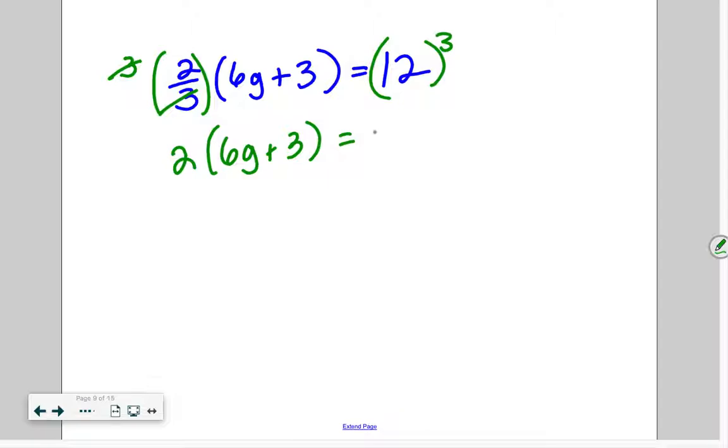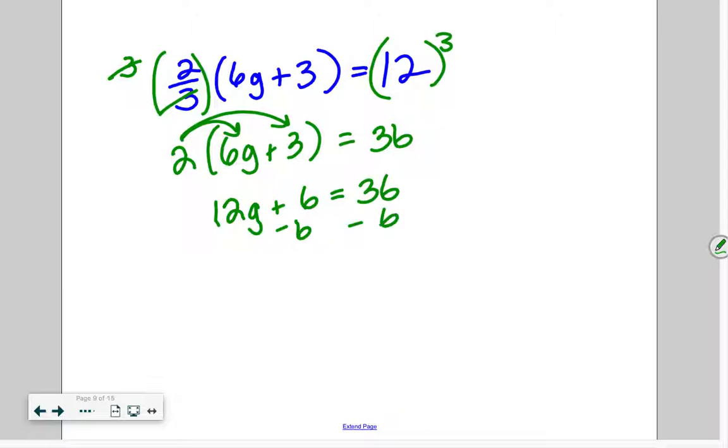And 12 times 3 is going to become 36. Now we're back to a regular type of question. So what would we do? 2 times 6g is 12g, 2 times 3 equals 36. Now what? 12g is going to equal 30. Next.